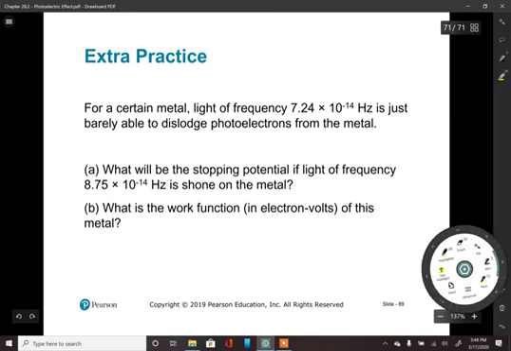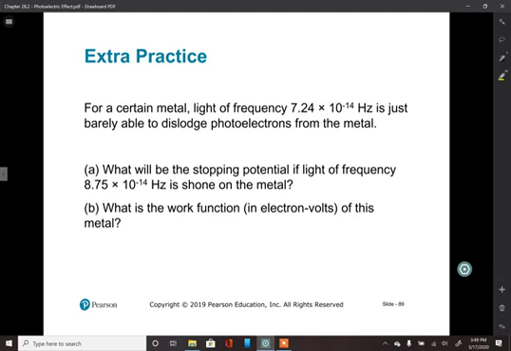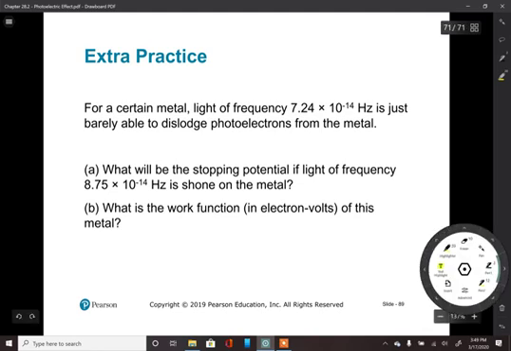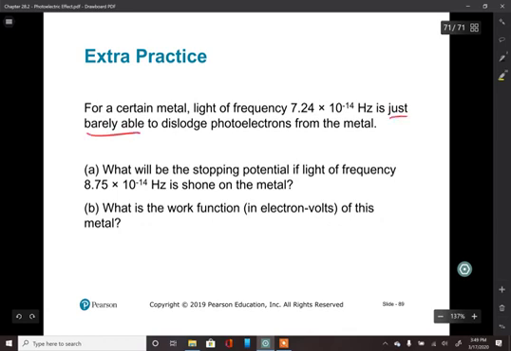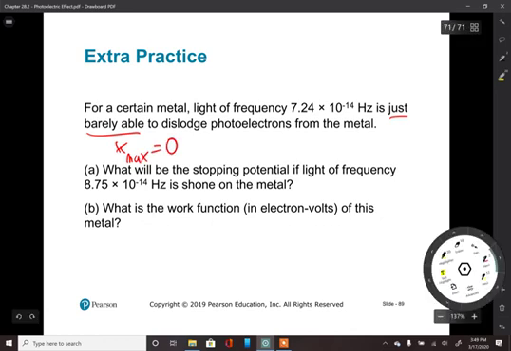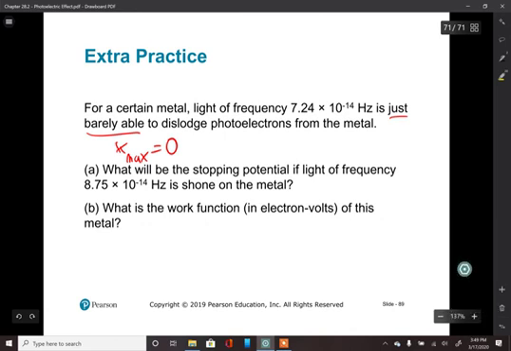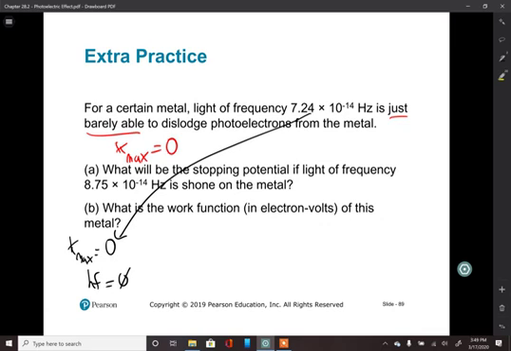Okay, so for this one, I found it actually easier to do part B first, right? The statement that we're given, that it just barely, is again telling us that K max equals 0 for that frequency. And so we can use that very quickly to find the work function. If K max equals 0 for that frequency, then we have hf equals phi, just like we did before, but now we're solving for the work function. And we know h and f.